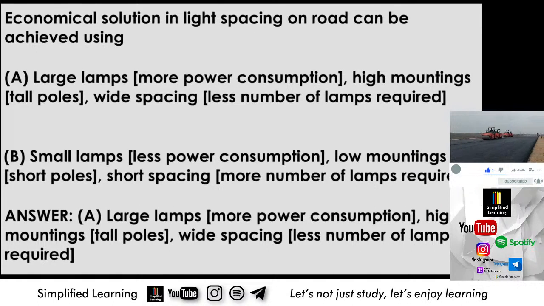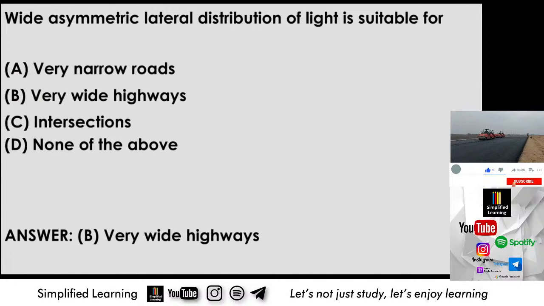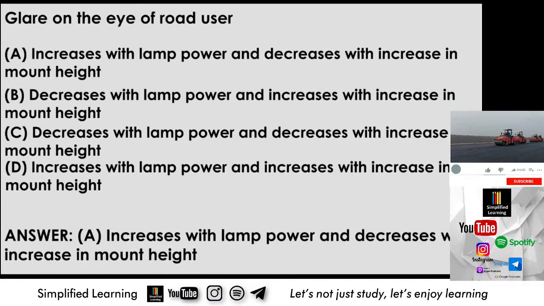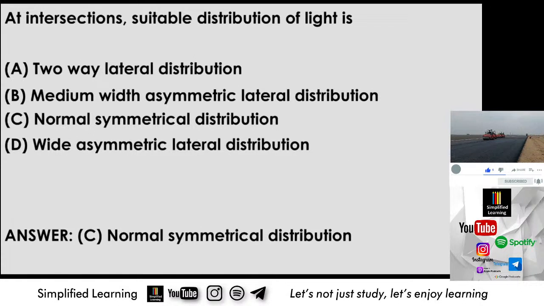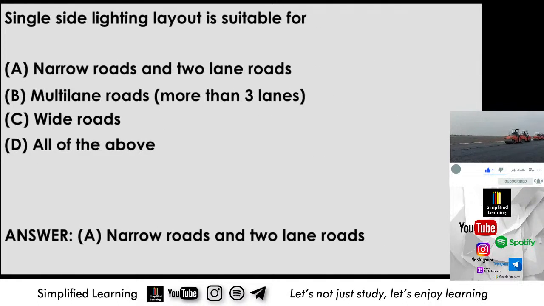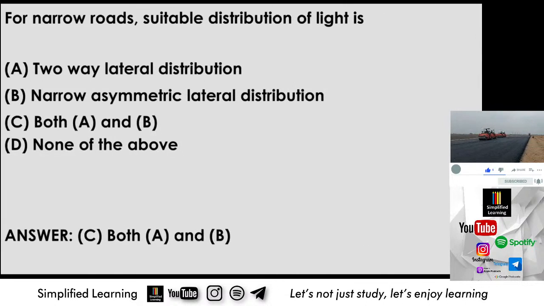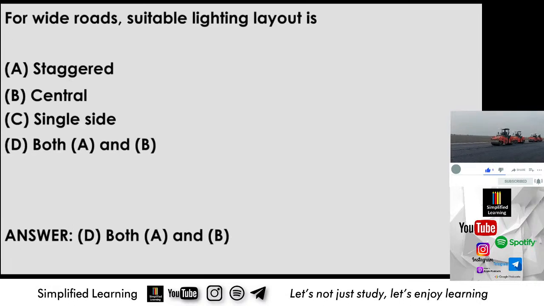Economical solution in light spacing on the road can be achieved by using large lamps, so that they are going to have more power consumption, but high mounting, that's tall pole, and wide spacing, thereby less number of lamps will be required. Okay. Wide asymmetric lateral distribution of light is suitable for very wide highways. Glare on the eye of road user increases with lamp power and decreases with increase in mount height. At intersection, suitable distribution of light is normal symmetrical distribution. Single side lighting layout is suitable for narrow roads and two-lane roads. For narrow roads, suitable distribution of light is two-way lateral distribution and narrow asymmetric lateral distribution. For wide road, suitable lighting layout is staggered as well as central.